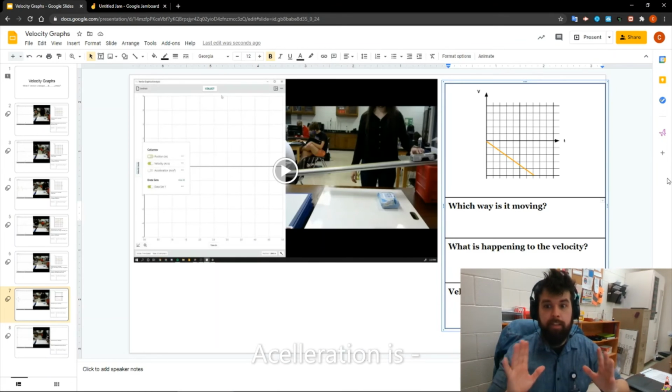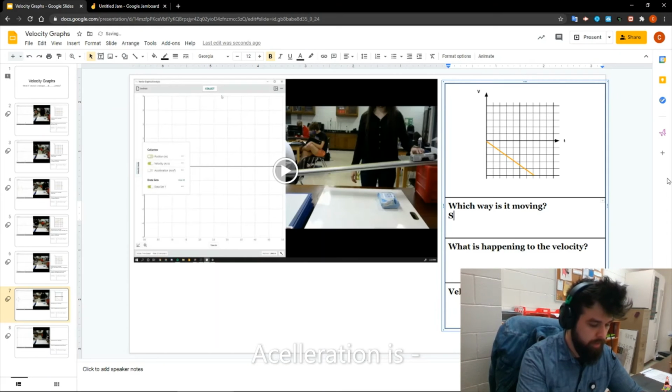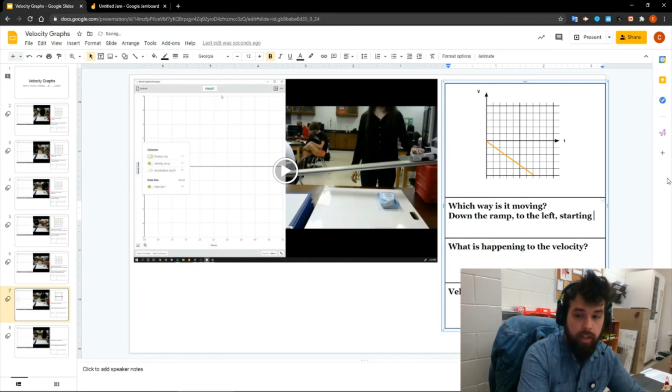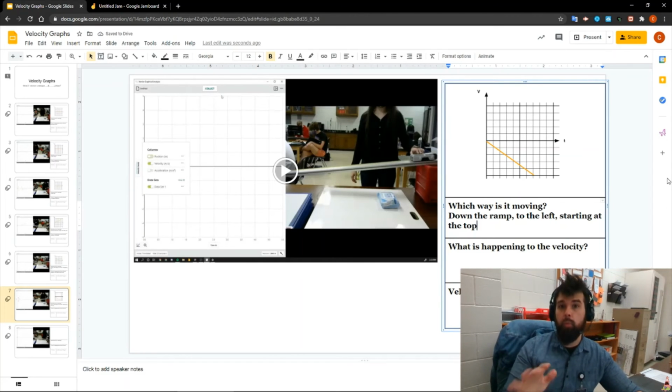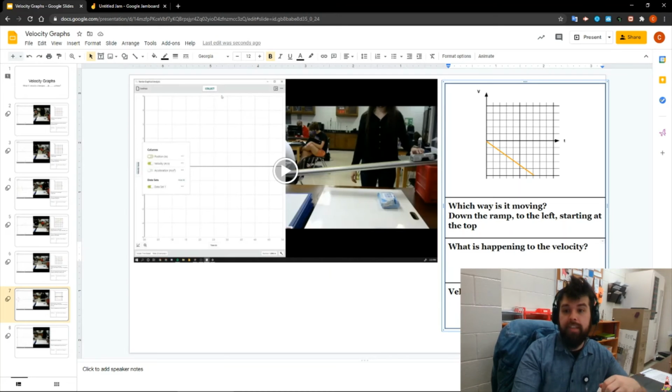Okay, so again, let's be specific. Down the ramp to the left, starting at the top. That's important because it means that we weren't moving before we started. So what happens to the velocity in this instance? It steadily becomes more negative. You can see that on the graph. We started at 0 and we head down below 0 as we move. That's what we saw happen as this moved. So we're just going to describe that.